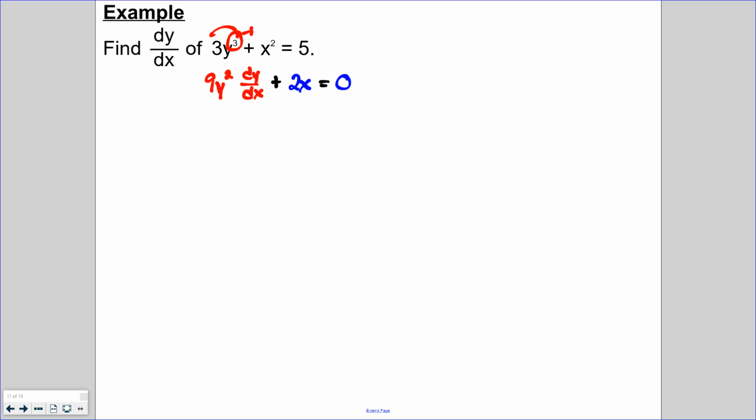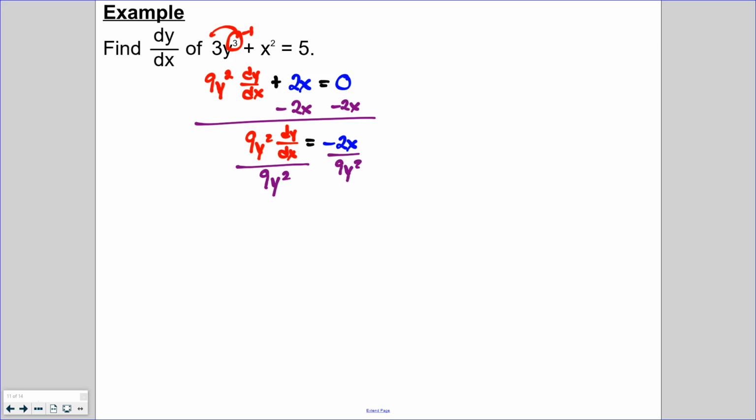And there we have it. We have taken the derivative. Now all that's left is the algebra. We want to get the dy over dx by itself, so I can subtract 2x from both sides. That leaves us with 9y squared dy over dx is equal to negative 2x. Since we want dy over dx by itself, we then divide both sides by 9y squared. It's going to leave us with dy over dx, or the derivative, being equal to negative 2x over 9y squared.